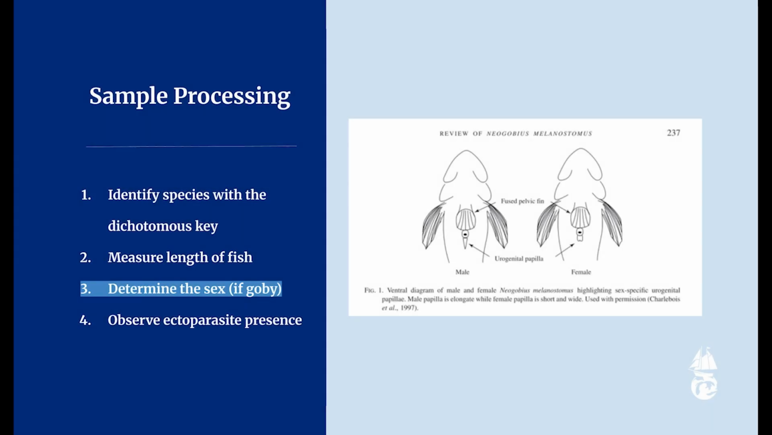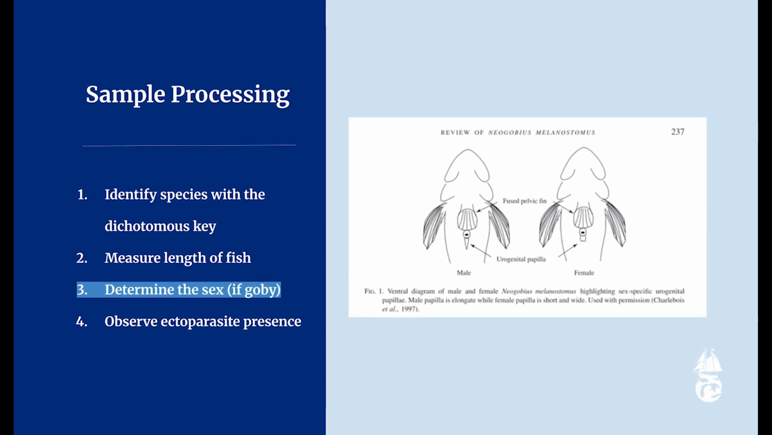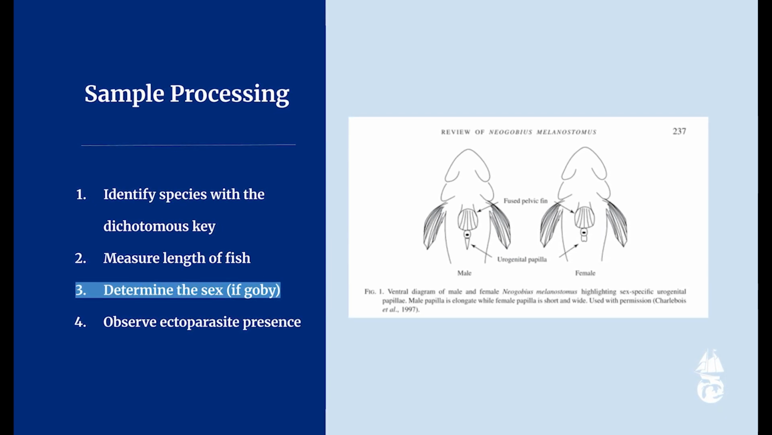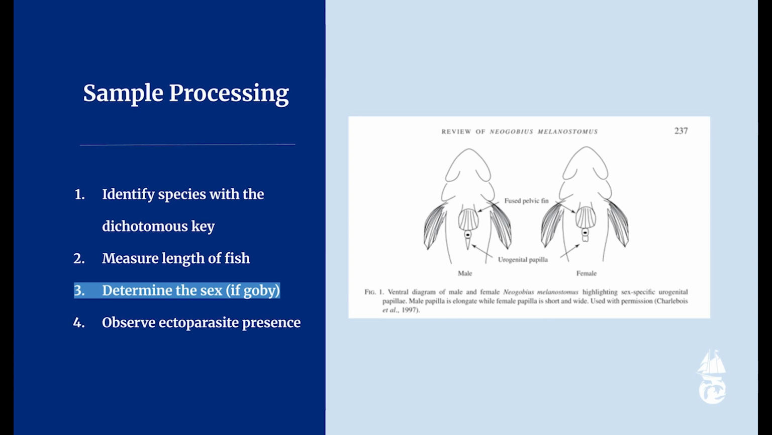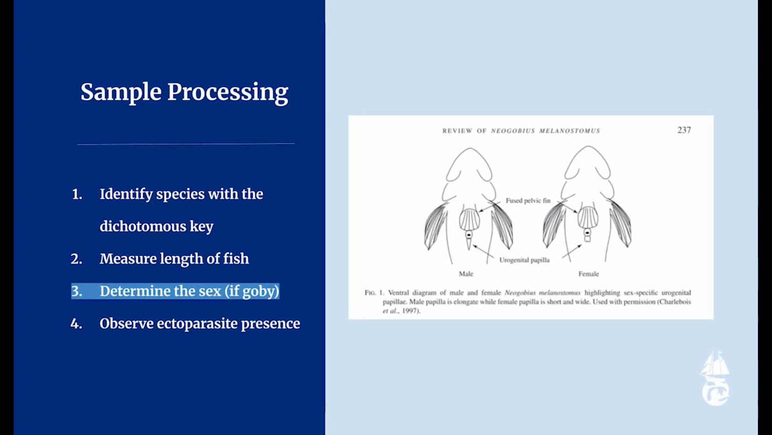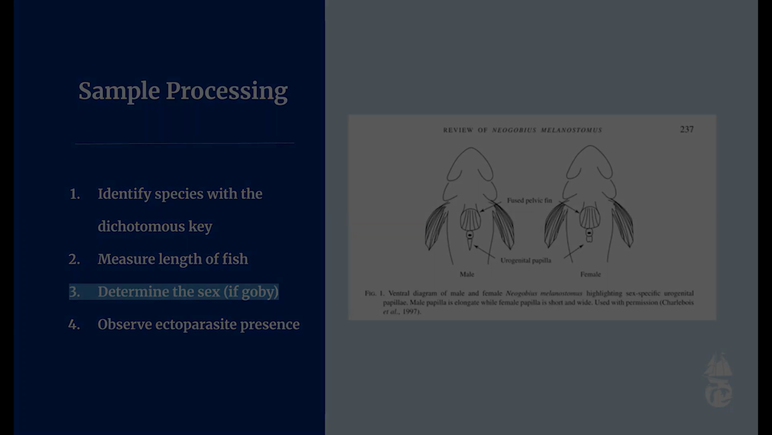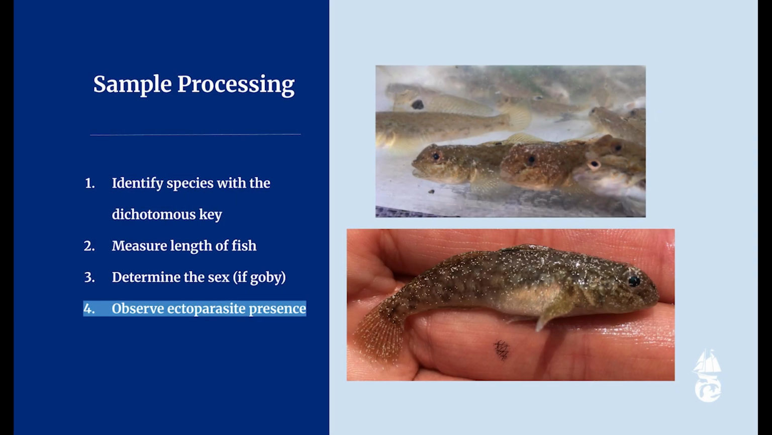For round gobies only, we can determine the sex of each fish. Have the students flip the goby over so they can see their stomach. Below their pelvic fin, males will have an elongated bump called a papilla. Females will have a shorter, rounder papilla. Refer to the image on the slide for more clarity on this. There is also a laminate in the fish bin with this image to guide students through the process. For other fish species and gobies that are too small to determine, it is perfectly acceptable to record as an unknown or not applicable. The table in the worksheet also has a spot to record ectoparasite presence.